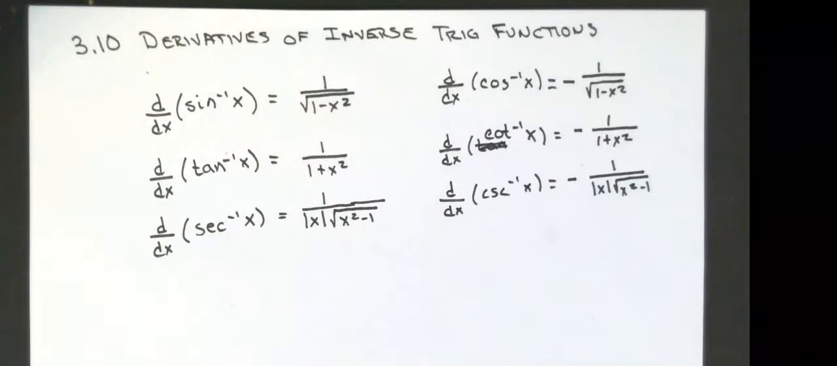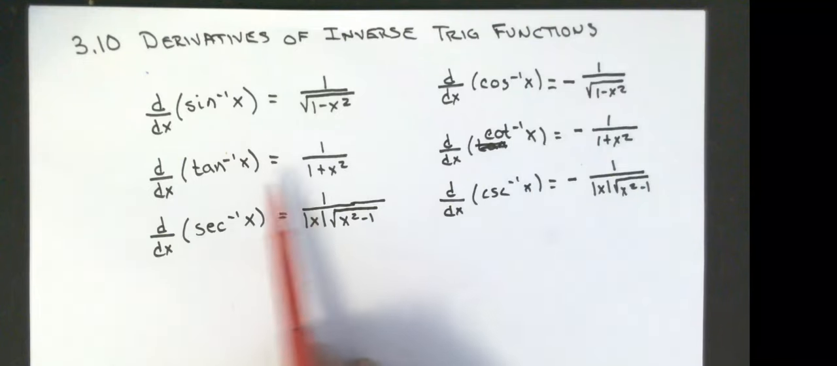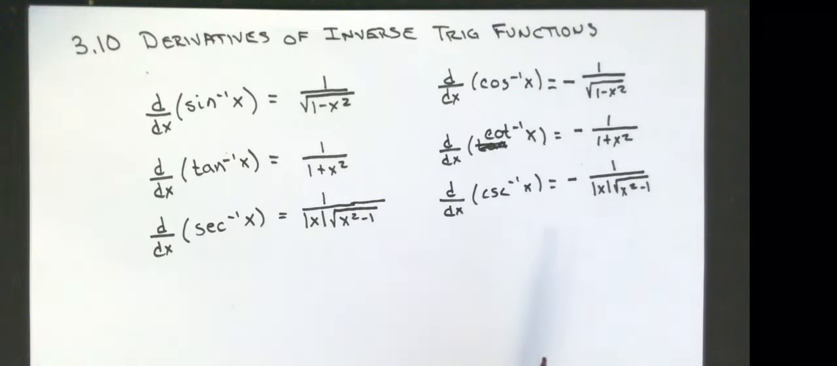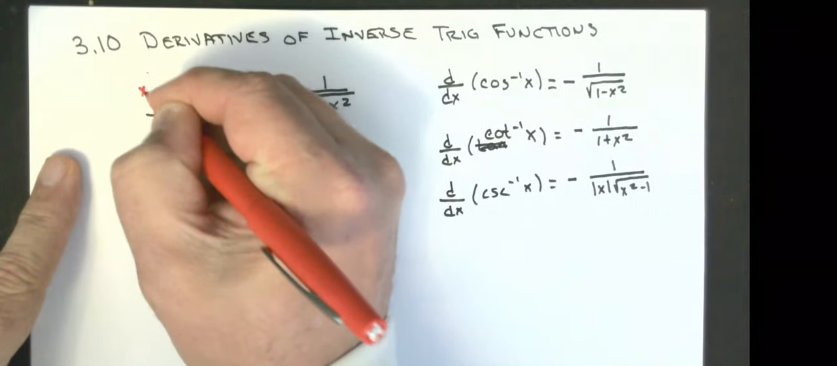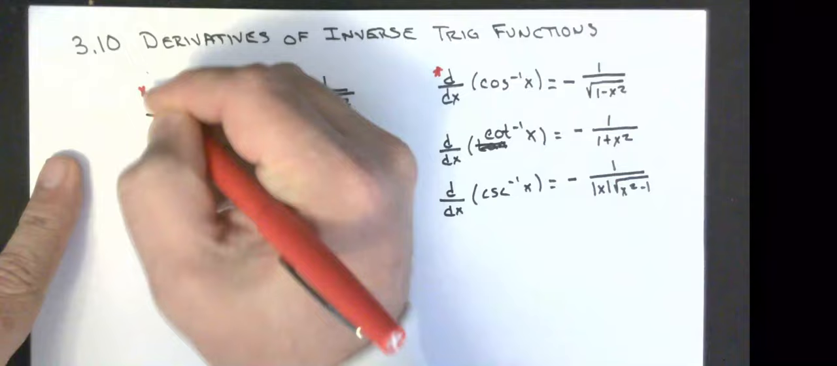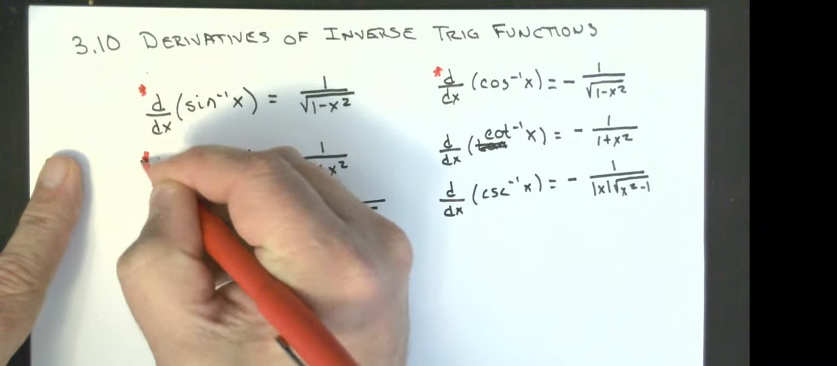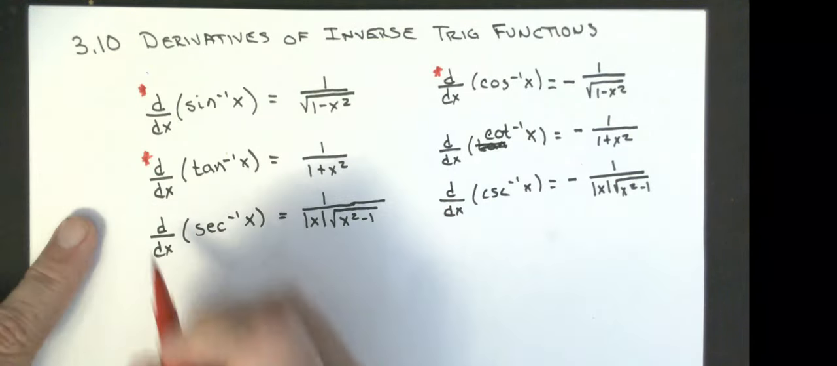Our next section for chapter 3 is 3.10, and it's the derivatives of inverse trigonometric functions. So we have our 6 inverse trigonometric functions and their derivatives. They are on your cheat sheet. The ones that I see used most often are going to be inverse sine, inverse cosine, inverse tangent, and inverse secant.